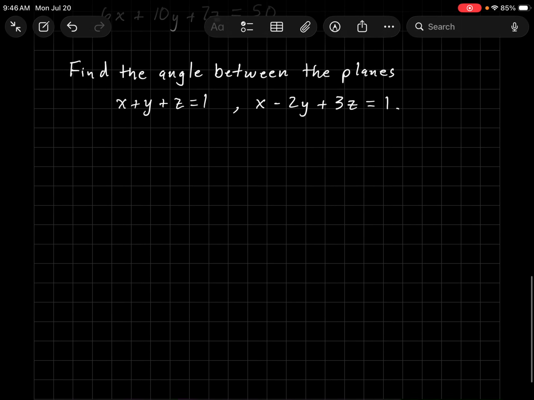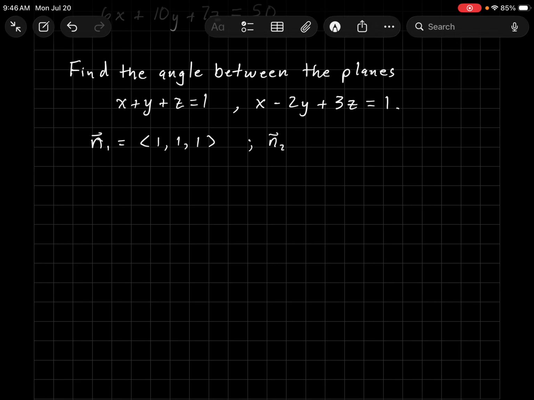Now, how can we find the angle between the two planes? Well, let's start by finding the normal vector to both of these planes. So the normal to the first plane is (1, 1, 1). And the normal vector to the second plane is the vector (1, -2, 3). So instead of finding the angle between the planes, we can find the angle between the normal vectors, and we'll get the exact same answer.